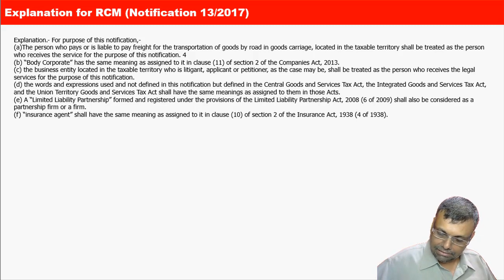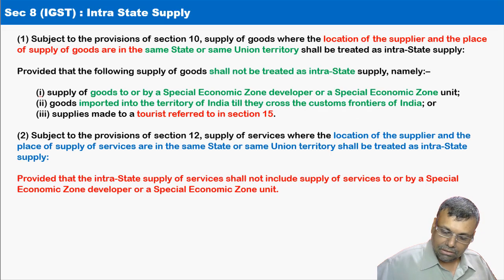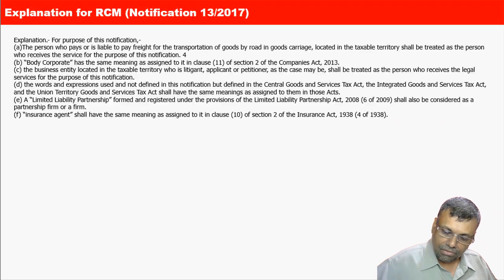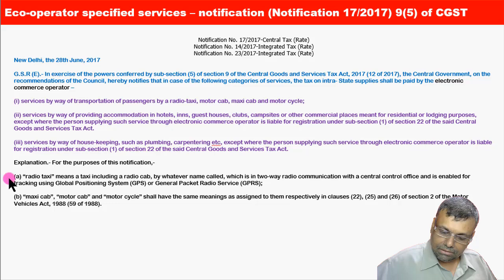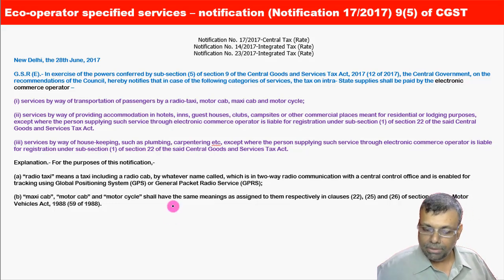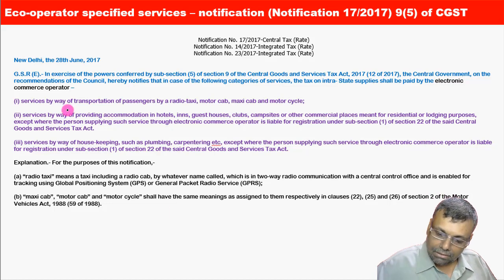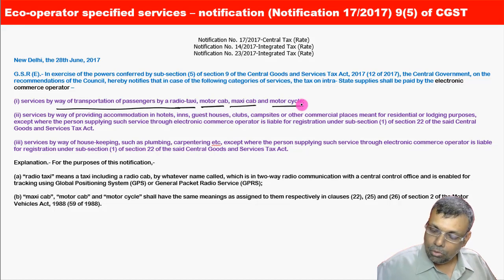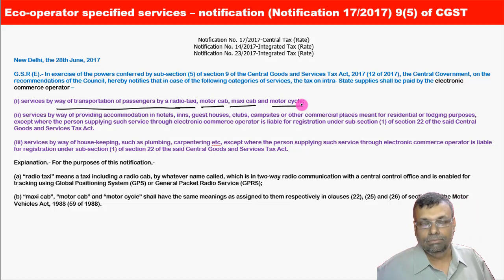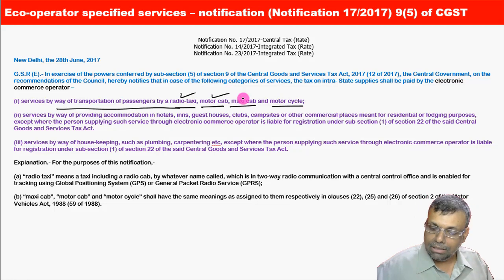One second, let me tell you about that particular notification. Okay, see, here is the notification, friends, and in this notification the government has already clarified that transport of passengers by radio taxi, motor cab, maxi cab, motorcycle. Okay, so these kinds of eco operators, somebody like Uber, Ola taxi, Uber taxi, will come under this particular category: radio taxi, motor cab, maxi cab, motorcycle. This has to be an eco operator, basically an electronic commerce operator.